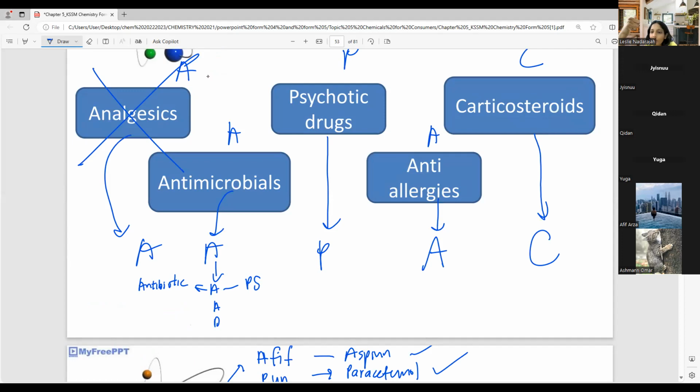Aspirin, paracetamol, codeine. Very good. I didn't really hear so loud, but let me say it again. Okay, let's go one by one.